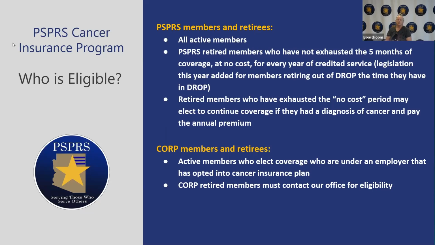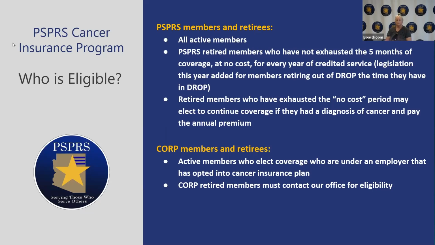Members who are exhausting their 5 months for every year of credited service are sent out a letter just in case they did not know about the program. We're very proactive when it comes to that because we know that information sometimes doesn't get out there. They're made aware that the program exists and that if they did have a diagnosis to contact our office so that we can begin the process of not only getting their claims submitted, but also giving them the opportunity to continue the program beyond the credited service period.